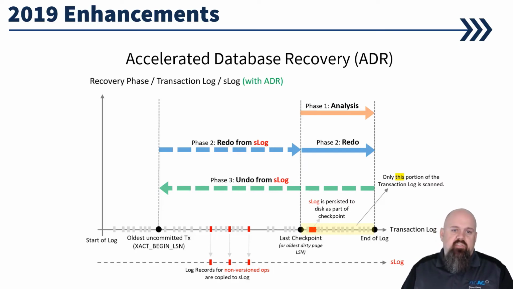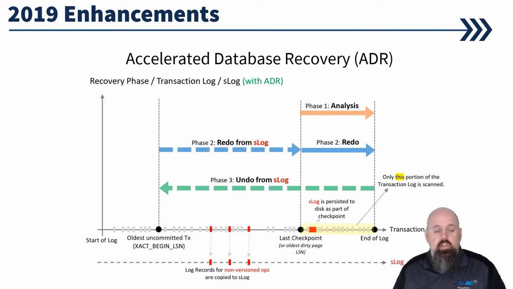We still have to do our three phases: an analysis, a redo, and an undo. But now it works from a new structure within the data file called an SLOG. That SLOG enables a faster rollback. We can now roll back our long-running transactions almost instantaneously.